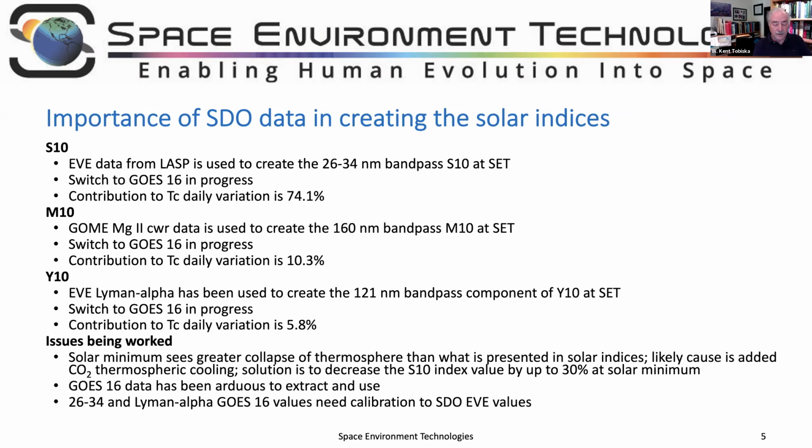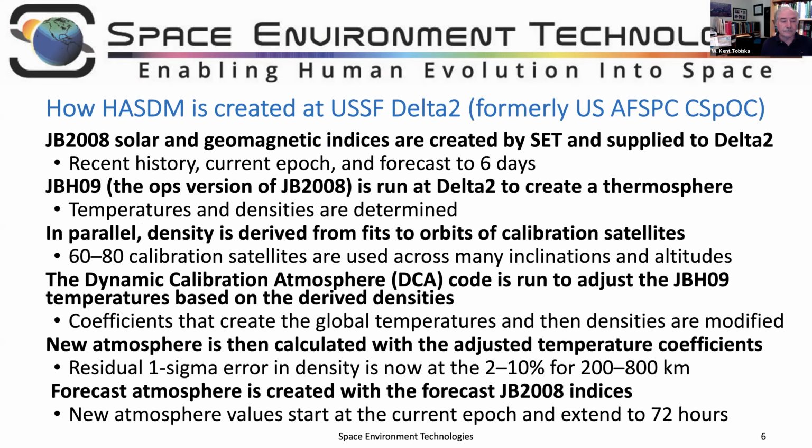GOES-16 data has been difficult to extract and use. We're in the midst of doing that, but that's just part of the process. And then we're in the process of calibrating the 26 to 34 and Lyman alpha bands for GOES-16 to E10 values and also to our historical databases.